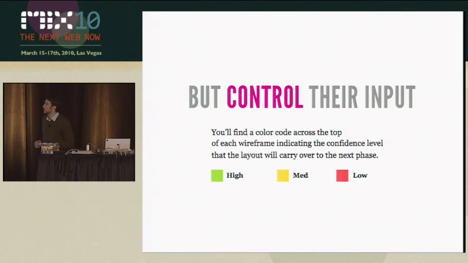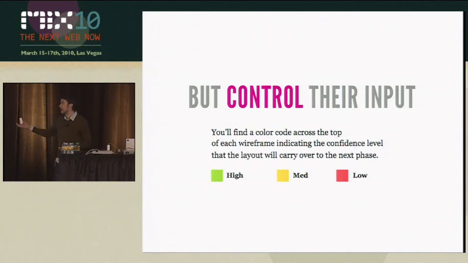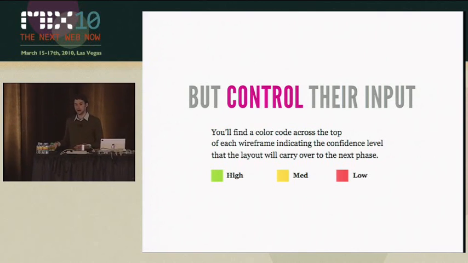So he put up a color code across the top of each wireframe. I mean, this is dead simple. It's not rocket science. I mean, Nishant's smart, but this is not something that is incredibly complicated to do, but it helps so much with how I perceive the wireframe. So what he said is a color code across the top of each wireframe indicates a confidence level with that wireframe and how it will carry over to the next phase. So when I saw a green comp, I knew that I had to respect this document.